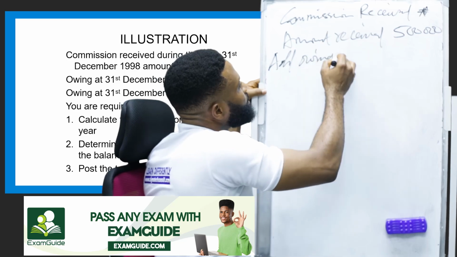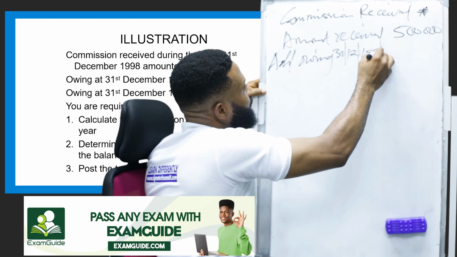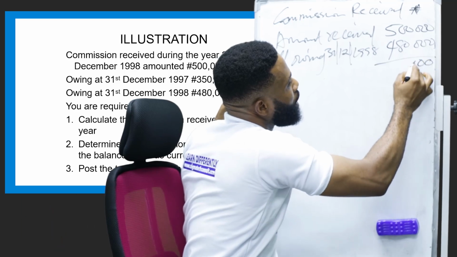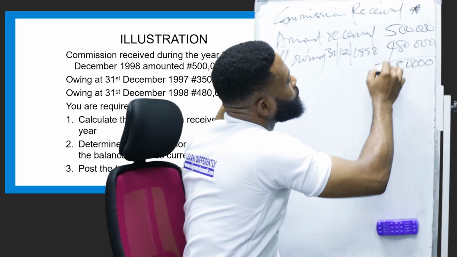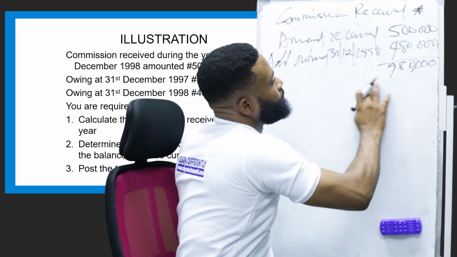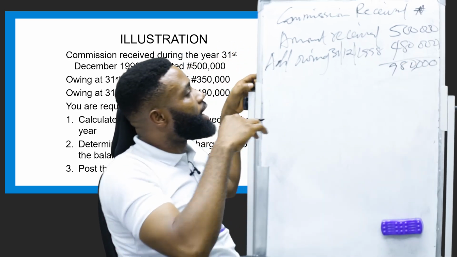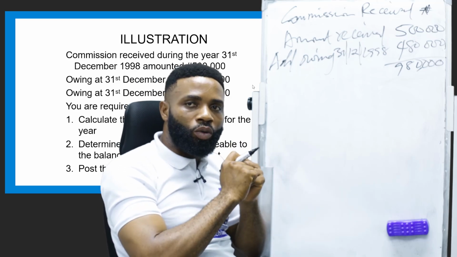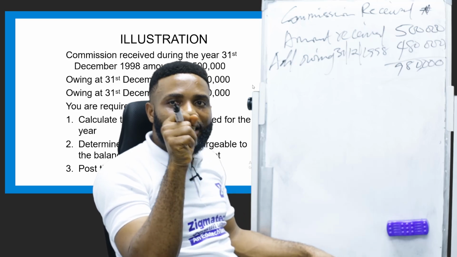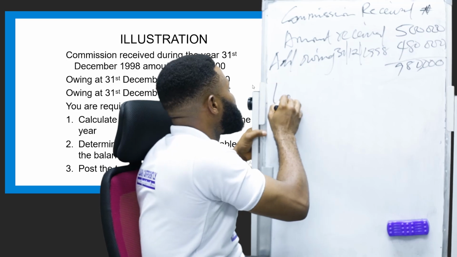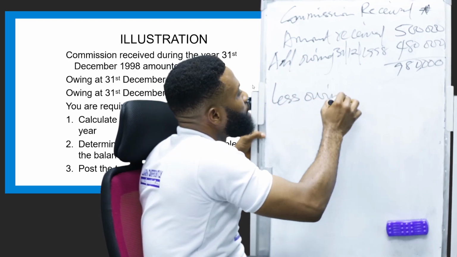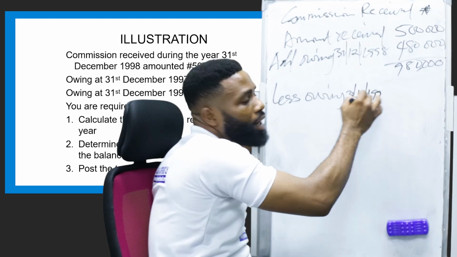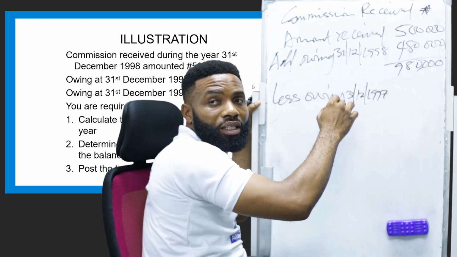Owing 31st December 1998 is 480. Which is what? 980,000. This 980,000 comprises of what you receive and what you are owed. Meanwhile, by 31st December 1997, you were owed 350. So less owing 31st December 1997. How much is that? 350.